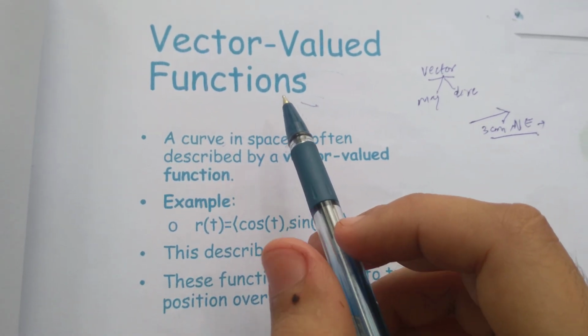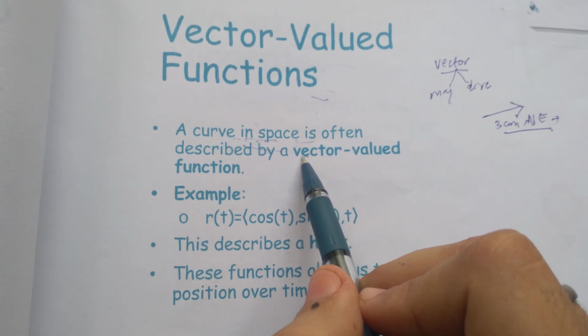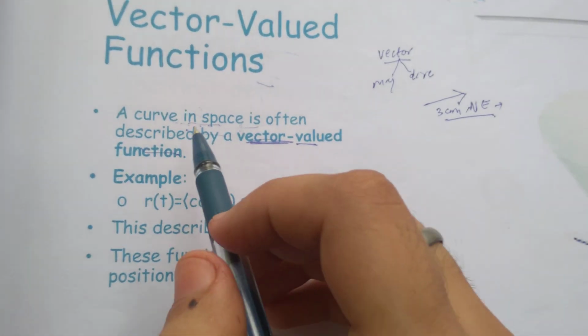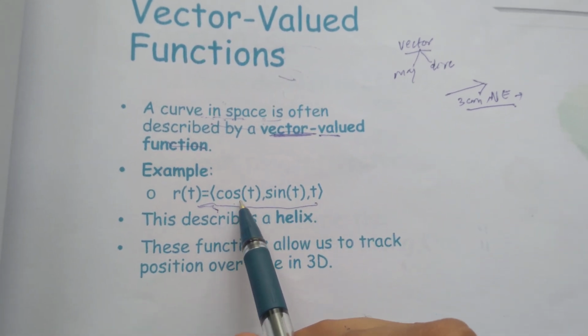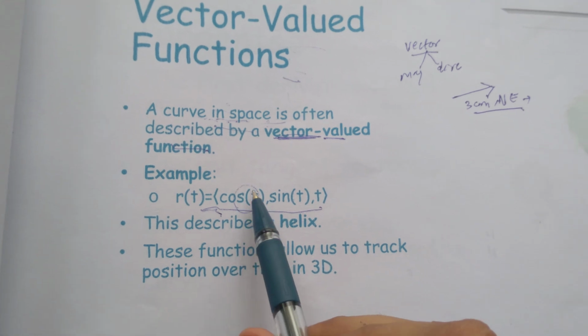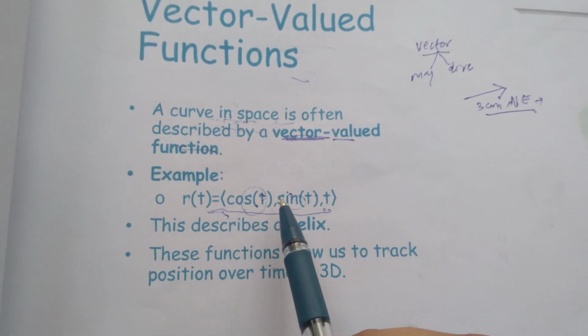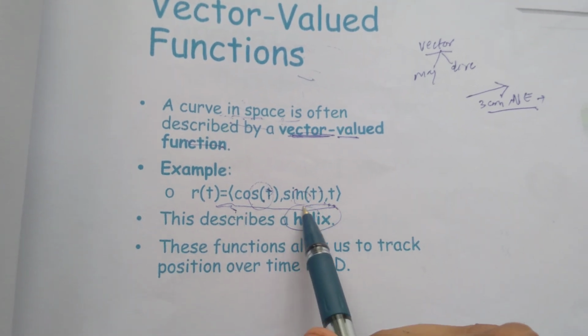So, as I've told, curves in space are often described as a vector valued function. This is r(t) = (cos t, sin t, t), where cos t, sin t and t are the x, y, z coordinates. So this equation describes a helix.